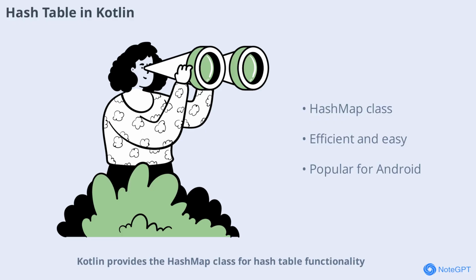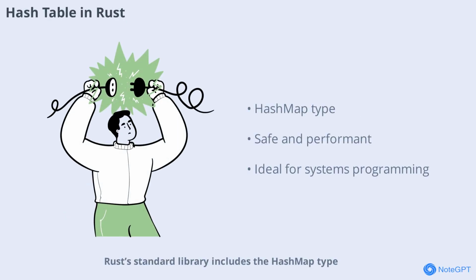Kotlin provides the HashMap class for hash table functionality. This class allows you to store key-value pairs and access them quickly. Kotlin's hash tables are efficient and easy to use, making them a popular choice for Android development and other modern applications. Rust's standard library includes the HashMap type, which provides hash table functionality.